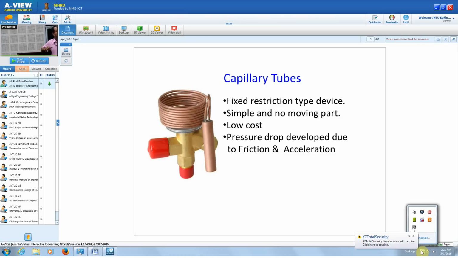So because of the friction and acceleration, the pressure drops. Finally, in the evaporator it should be in vapor form, but the temperature is very low, right? That's why we are using this capillary tube. In most domestic refrigerators, if it is an open type condenser, you can see the coil with copper tubes. Next slide.